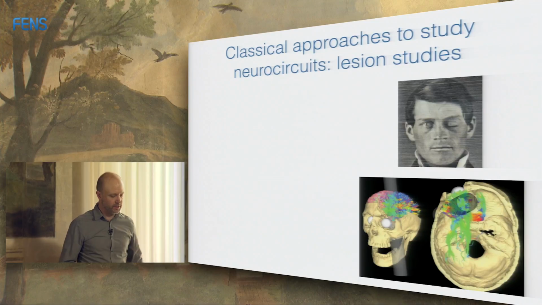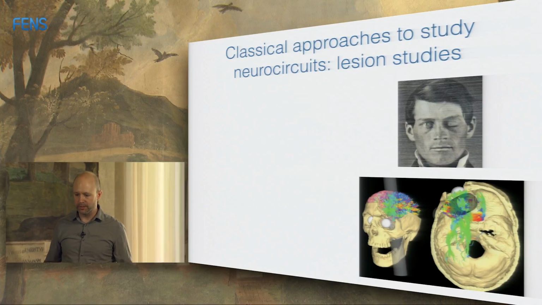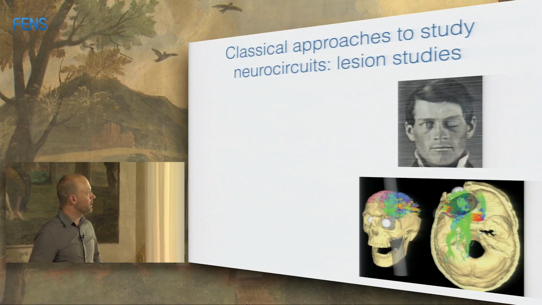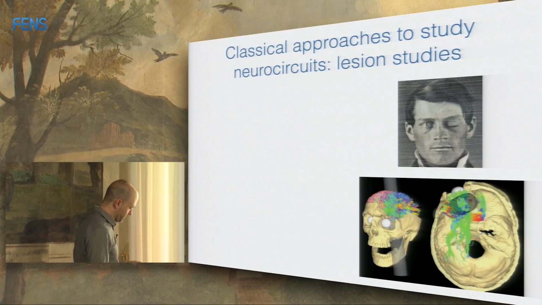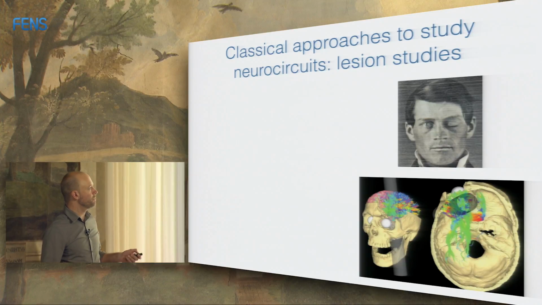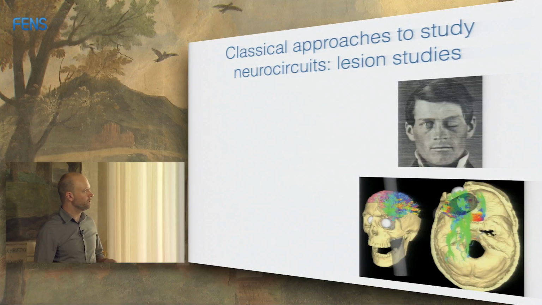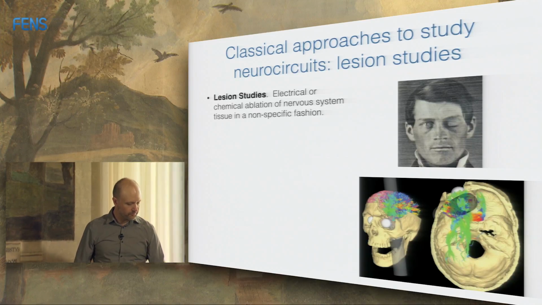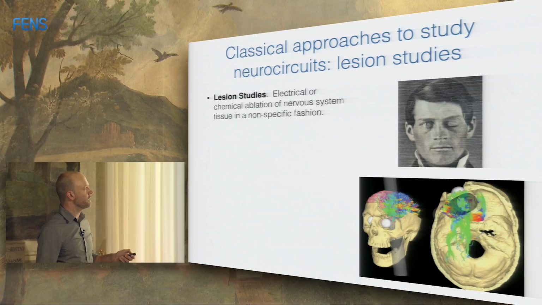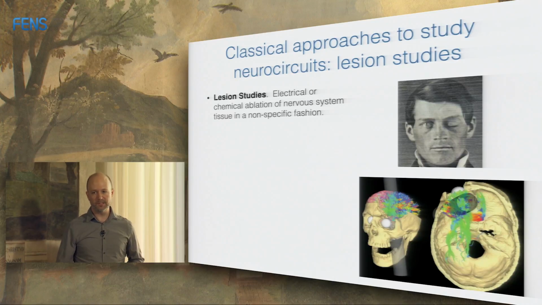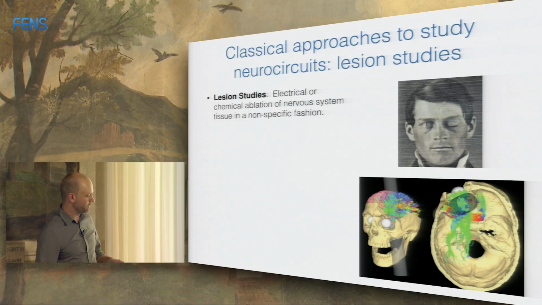Okay, so what are some of the approaches that have been used through time to try to decipher brain-behavior relationships? We're going to talk about a couple of these different approaches. The first, which was utilized quite extensively previously, is still used to some extent, and has provided a lot of insight, is the idea of lesion studies. You probably all know that lesions can be either electrical or chemical in nature, and experimentally we can use this to ablate nervous system tissue, typically in a non-specific fashion. So this allows us to take out a particular brain nucleus or set of nuclei in the brain in a non-specific fashion.